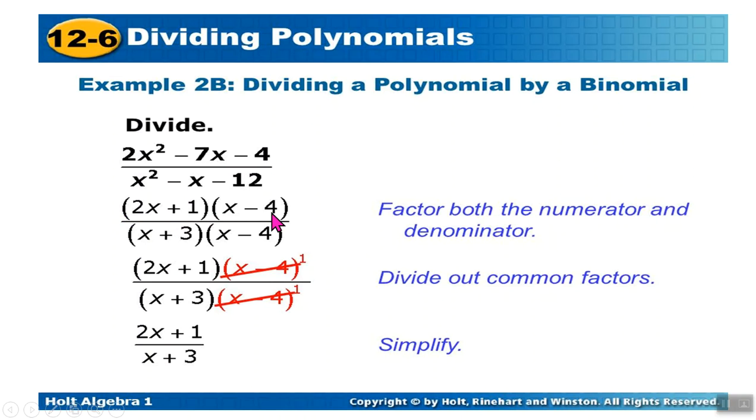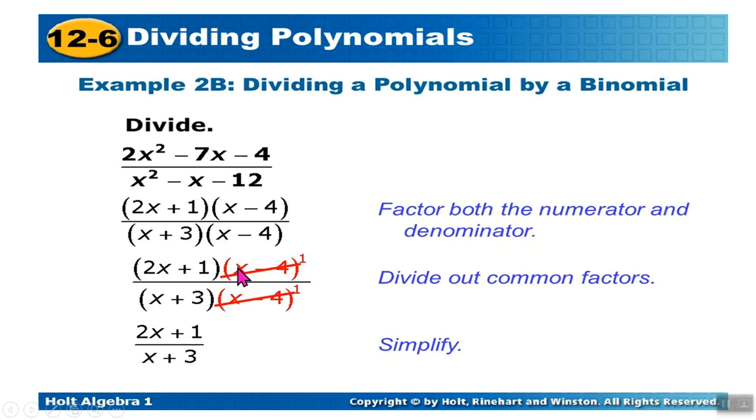Revise, if you please, how to factorize that polynomial. Okay, 2x squared minus 7x minus 4, we factorized it as 2x plus 1, x minus 4. Now in the denominator, x squared minus x minus 12, open 2 parentheses. 2 numbers we multiply, we get negative 12. And if we add, we get negative 1. The 2 numbers are positive 3 and negative 4. Positive 3 times negative 4 is negative 12, and positive 3 plus negative 4 is negative 1.